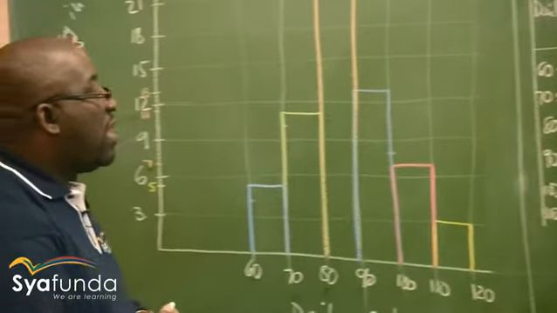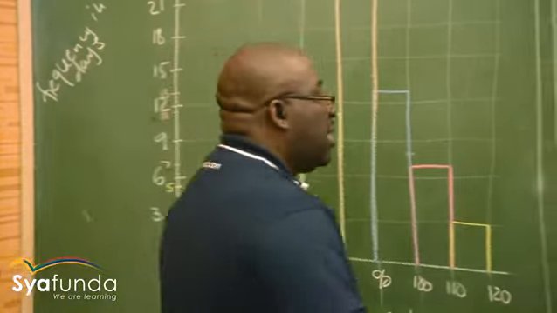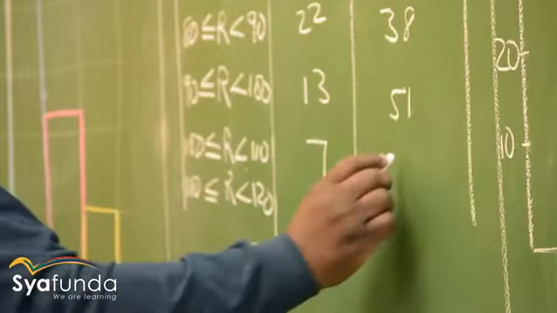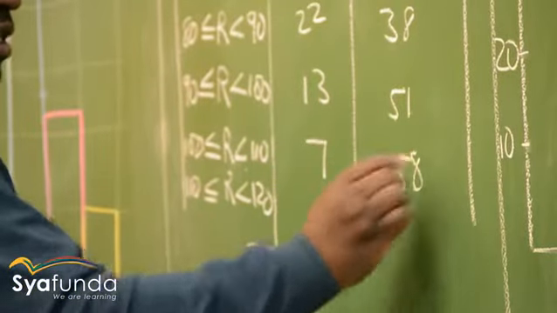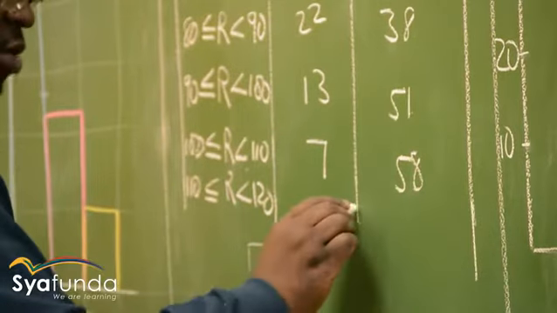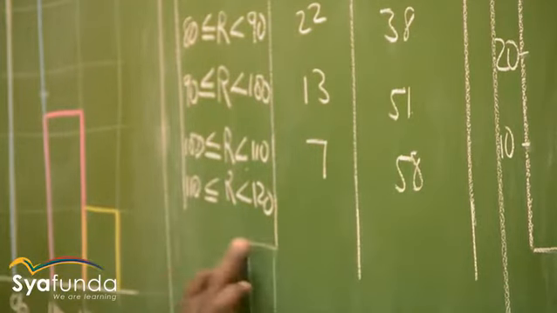So what will be the cumulative frequency there? You say 7 plus 1, it is 8, and this 5, so it is 58. So the cumulative frequency there is 58.